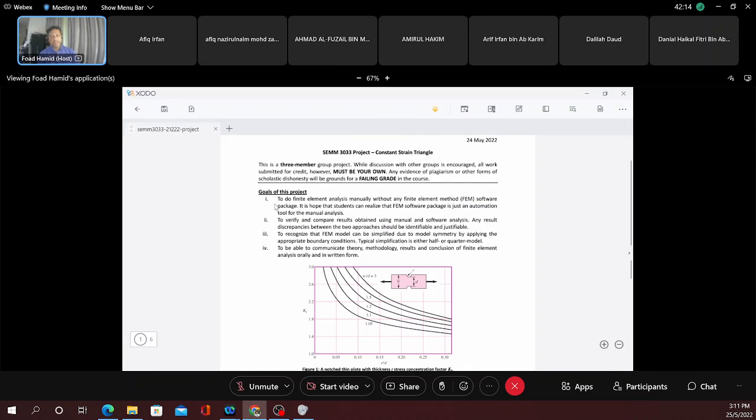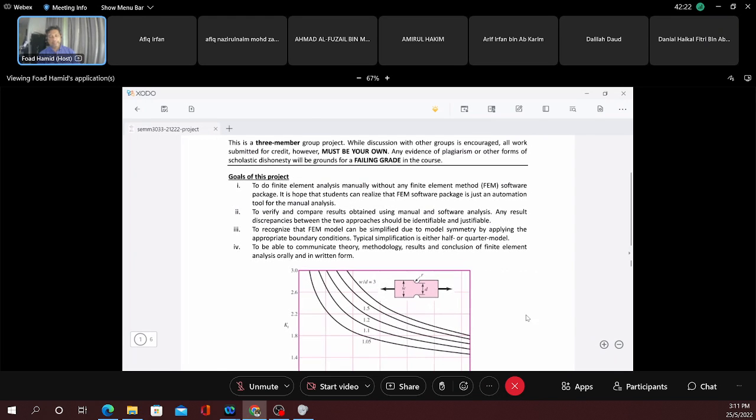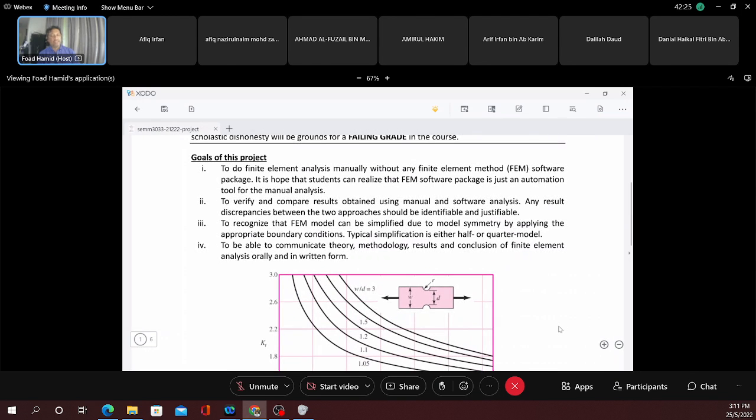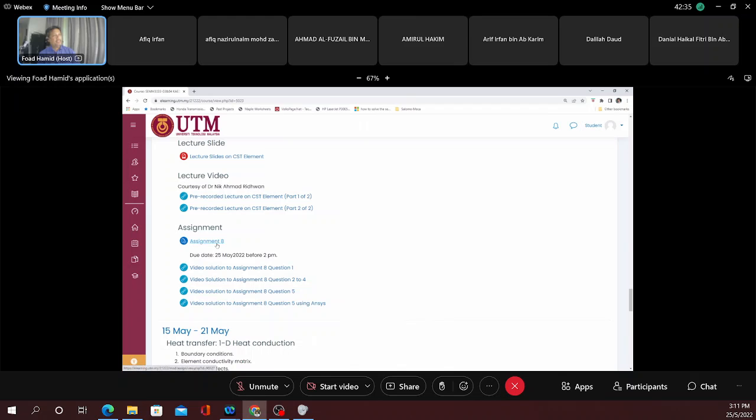So now, goals of the project: to do finite element analysis manually. Because we learn how to solve CST manually, so we derive everything, and then we can use that method with the software package. For assignment 8, it asks only for 2 elements of CST, because when you have more than 2, it becomes more tedious to calculate. So at least this assignment has introduced you to 2 elements using CST.